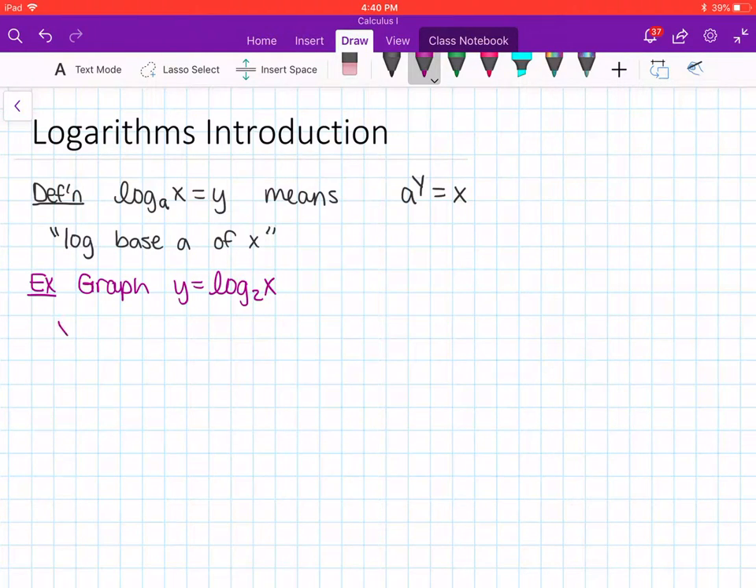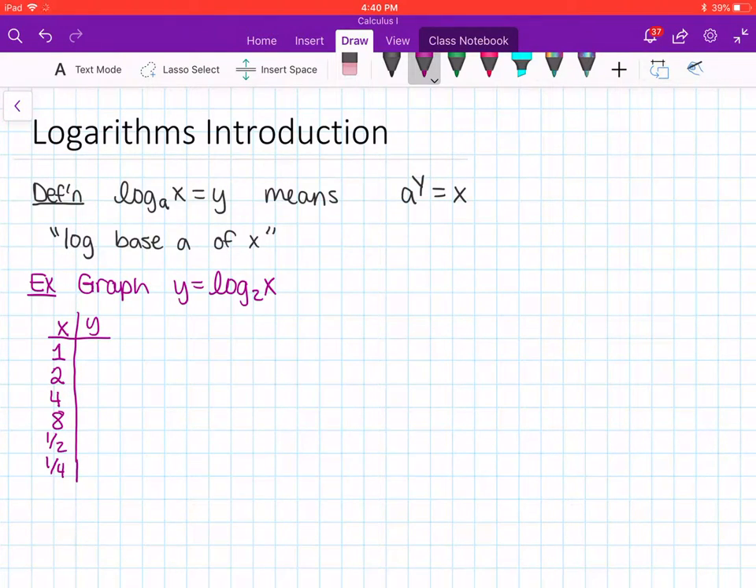So here we are, we're going to graph y equals log base 2 of x. And so we're just going to create our xy chart, and this time, since it's base 2, we're going to pick our numbers nicely. So right off the bat, we're going to do 1, and then 2, and 4, basically multiples of 2, and even 1/2 and 1/4.